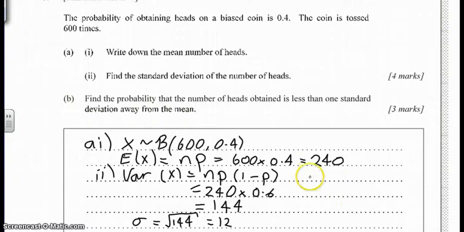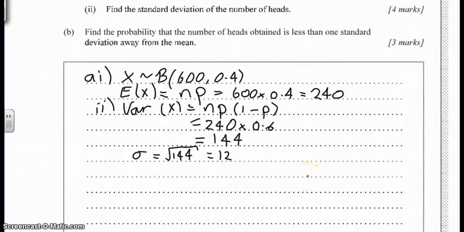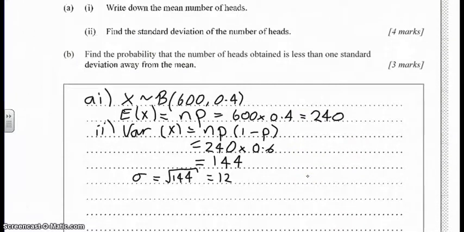Now I know that many of you couldn't do that question, so then you got to part B, and it said find the probability that the number of heads obtained is less than one standard deviation away from the mean. And if you didn't get an answer for this standard deviation here, you couldn't do the second part. So what should you do if you're in that situation? Make something up, have a guess.